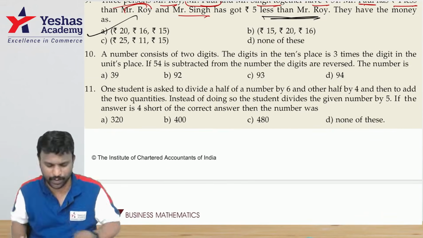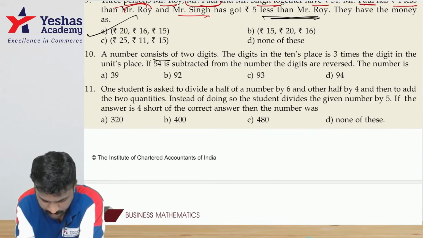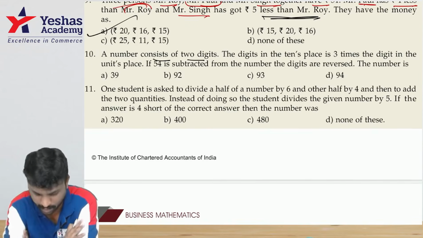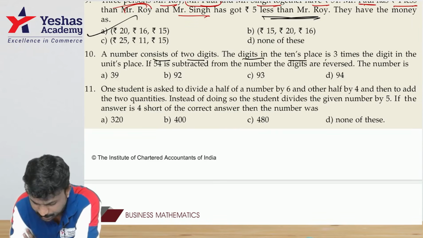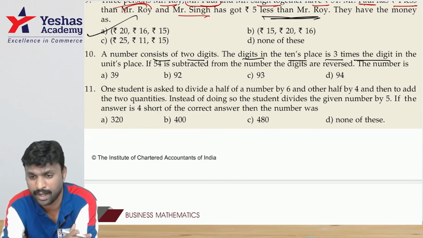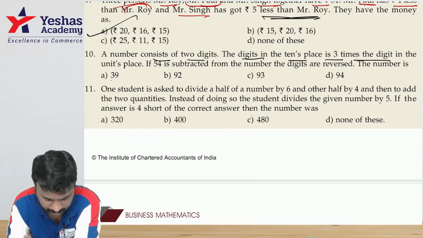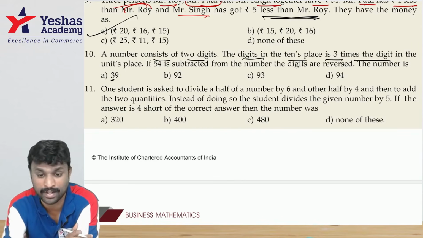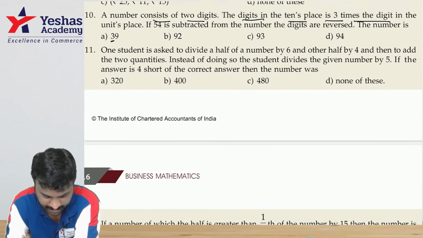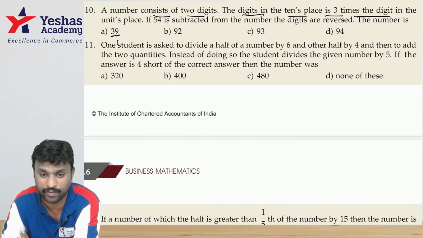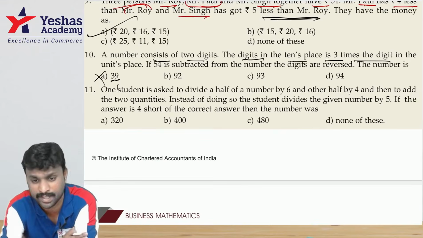Guys, moving on to the next question. The number consists of two digits. The digit in the tens place is 3 times the digit in the units place. Guys, you see, the digit in the tens place is 1/3 of the digit in the units place. Is it not? 3 is 1/3 of 9. So definitely 39 doesn't satisfy.